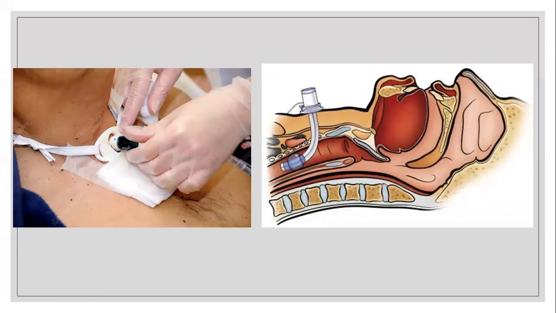So in this picture, you can see we put the tracheostomy. A tracheostomy is a hole that surgeons make through the front of the neck into the trachea, or windpipe, to say it easily. The tracheostomy tube is placed into the hole to keep it open for breathing. So it is a surgical procedure.